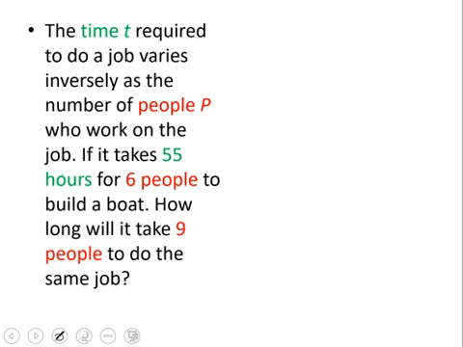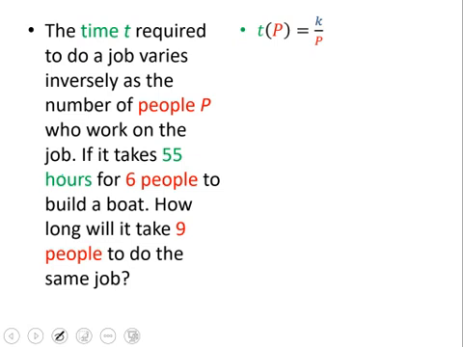The time t required to do a job varies inversely to the number of people, p, who work on the job. If it takes 55 hours for 6 people to build a boat, how long will it take for 9 people to do the same job? So we set up our original variation. So we have t is equal to k over p.